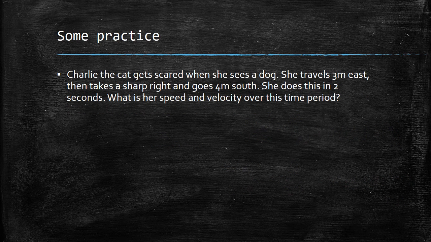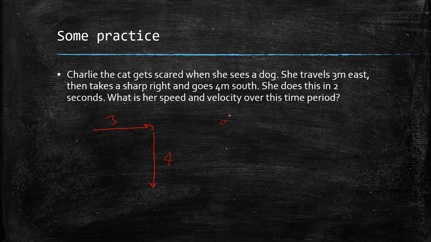Next practice problem. Charlie the cat gets scared when she sees a dog. She travels 3 meters east, takes a sharp right, presumably to dodge the dog, and goes 4 meters south. She does this in a period of 2 seconds. What is her speed and what is her velocity over this time period?